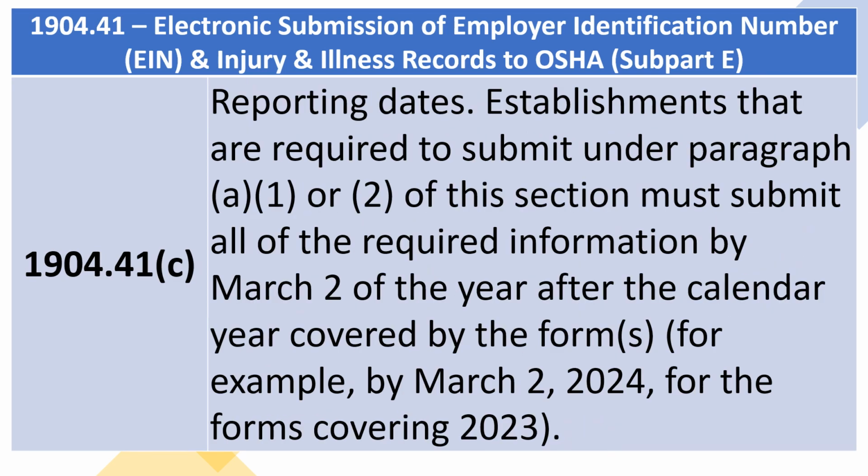1904.41(c), Reporting dates. Establishments that are required to submit under paragraph (a)(1) or (2) of this section must submit all of the required information by March 2nd of the year after the calendar year covered by the forms, for example, by March 2nd, 2024, for the forms covering 2023.